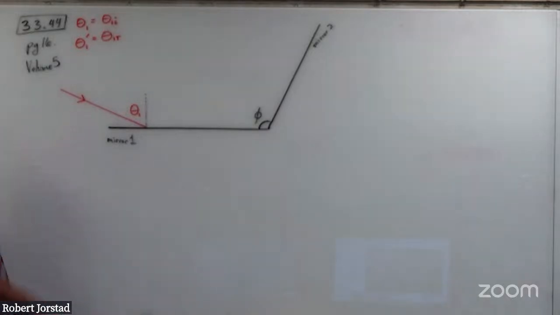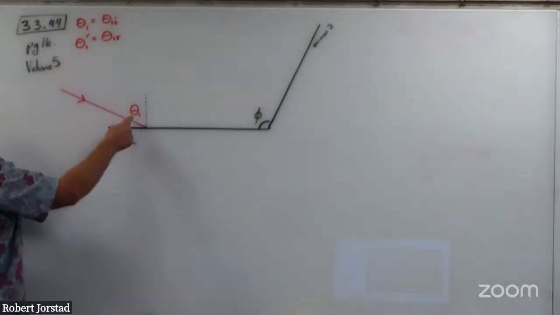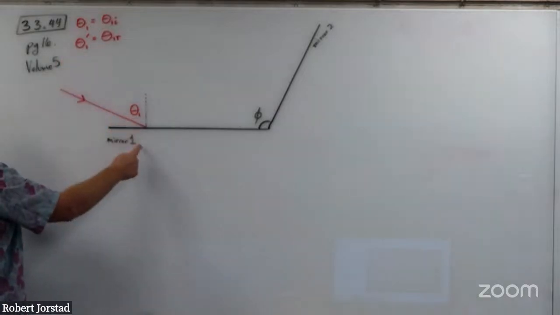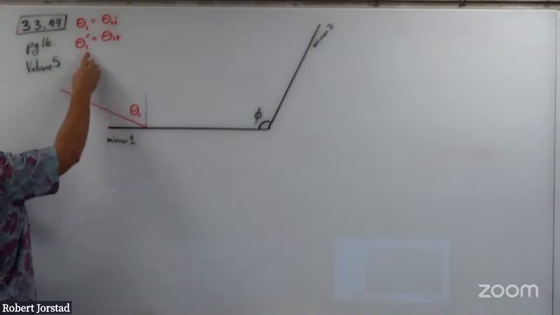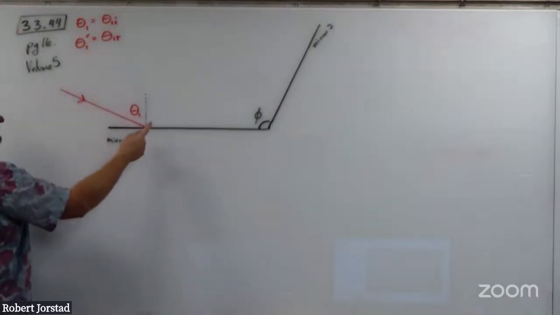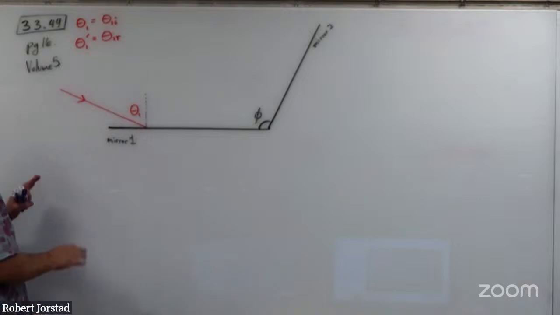I kind of rearranged it so it would fit better on the whiteboard, and we're going to label things slightly differently now. I'm going to use theta 1 as the incident angle for mirror 1, and I'm going to call theta 1 prime the reflected angle off mirror 1, just so I can fit things on the screen a little bit better.